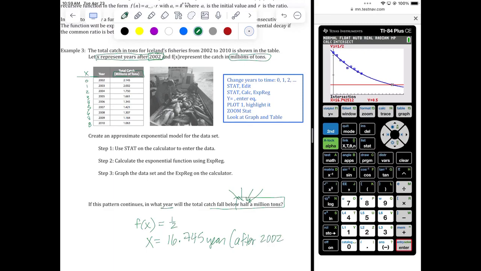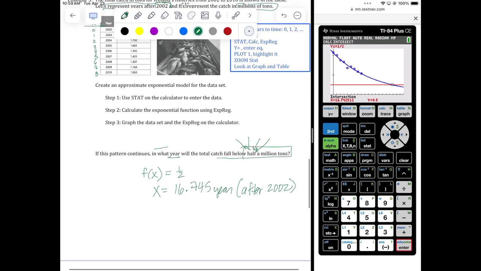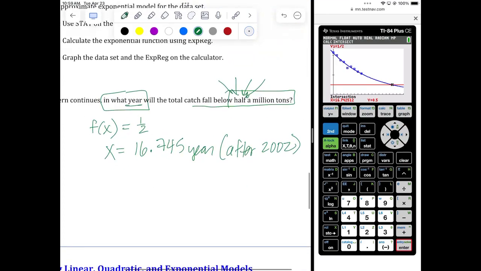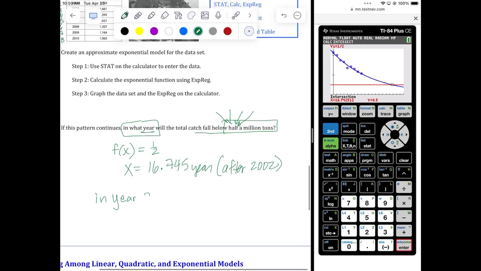Years after 2002. The question asked you in what year. It didn't ask you how many years after 2002. It said in what year. So the year then would be what? I'll say in year what? 2018.745, right? Which is really in what year? 2019. That's the trick to this question.